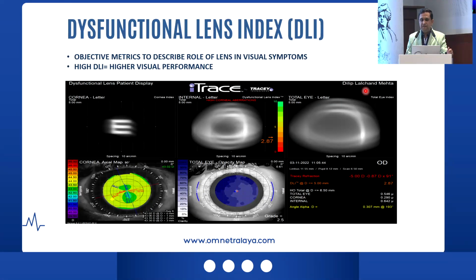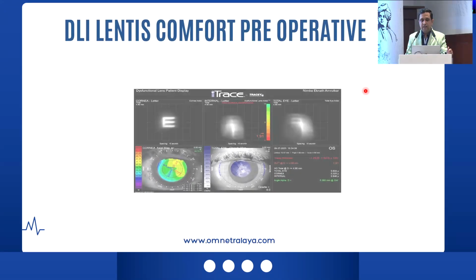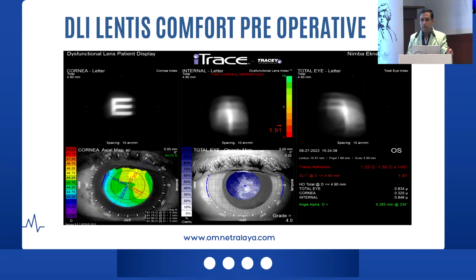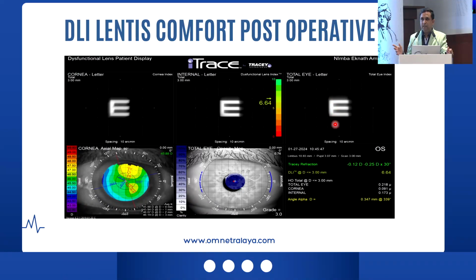So again, this is the dysfunctional lens index. It's an objective method to describe the role of the lens. So in another way, it describes the cataract. This is a preoperative case. This is lens, this is cornea, this is lens. This is a cataractous lens. Below, it is showing the lenticular opacity map. You can clearly see the opacities. This DLI is 1.95, so the total image the patient is getting is like this. So this is again a great informative tool for the patient. And now the same patient, after getting post-operative vision, is getting like this.